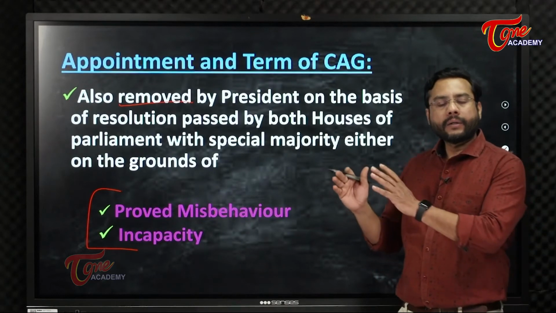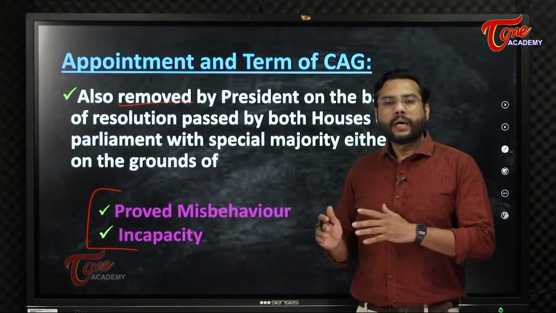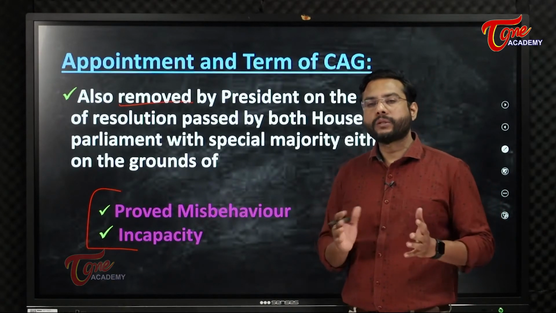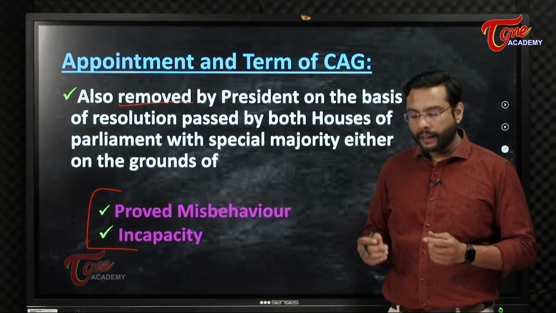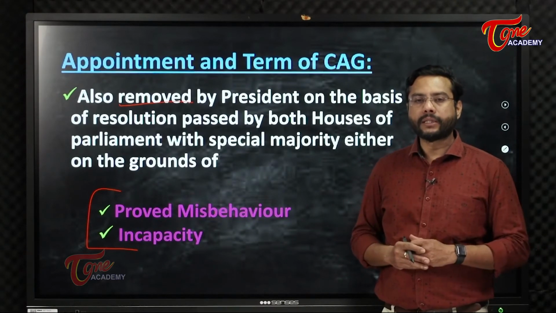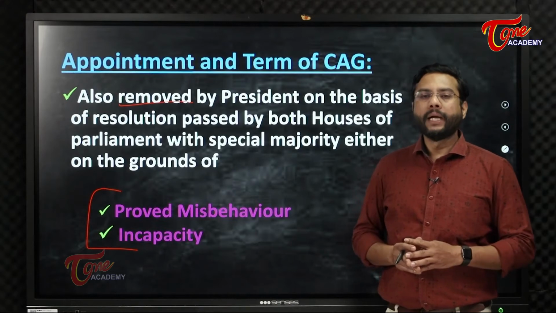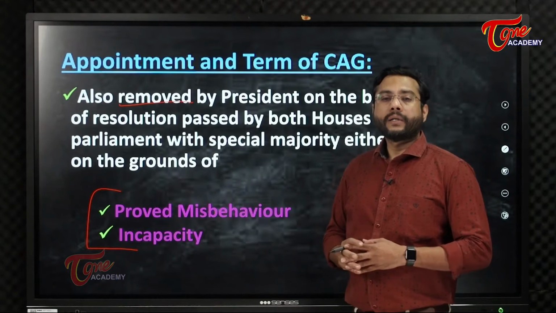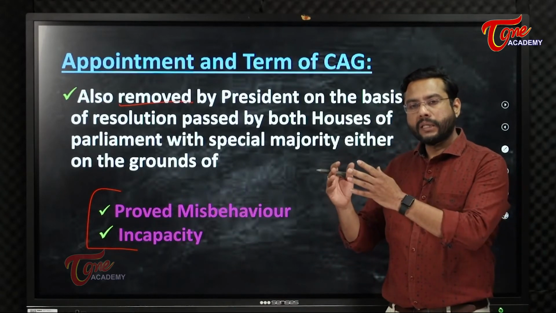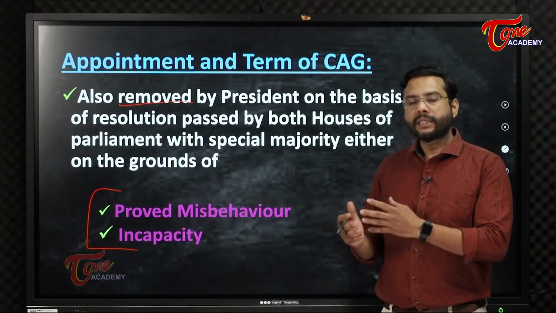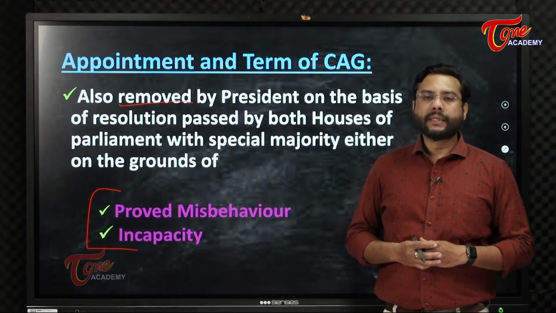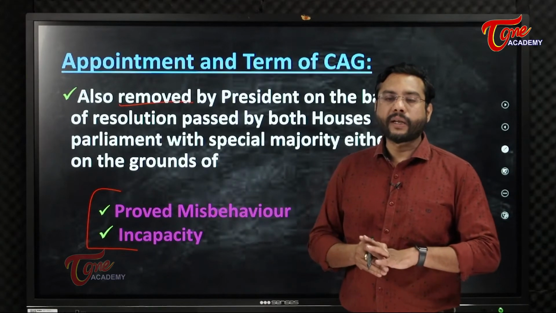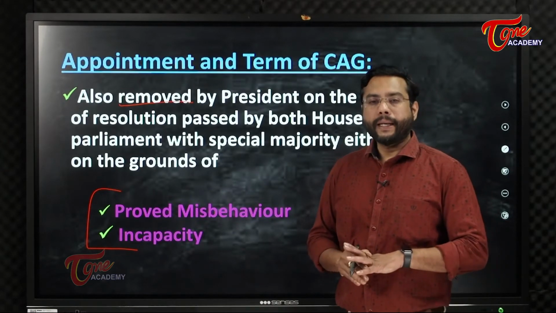That is, the resolution for such removal should be passed by the Parliament. When we say by the Parliament, we mean both houses, the Lok Sabha and the Rajya Sabha. If the resolution is introduced in the Rajya Sabha, it has to be passed by special majority, that is 2/3 of the majority with 50% of the total membership of the house. And once the resolution is passed in Rajya Sabha, it has to be passed in Lok Sabha again. So both the houses of the Parliament should pass such a resolution of removal.